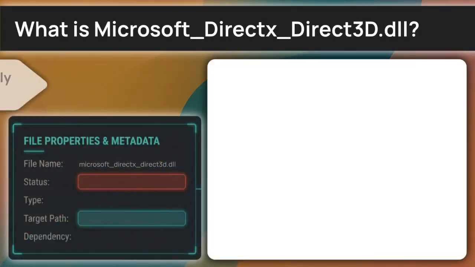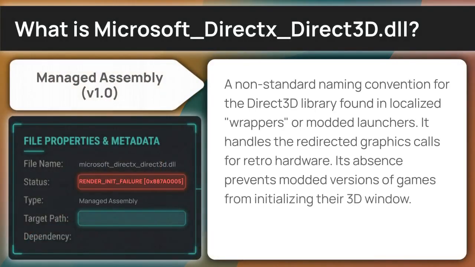This is the Microsoft DirectX Direct 3D Module, a non-standard naming convention for the Direct 3D library found in localized wrappers or modded launchers. It handles the redirected graphics calls for retro hardware. Its absence prevents modded versions of games from initializing their 3D window. Now that you're up to speed on the file's role, let's begin the repair process.